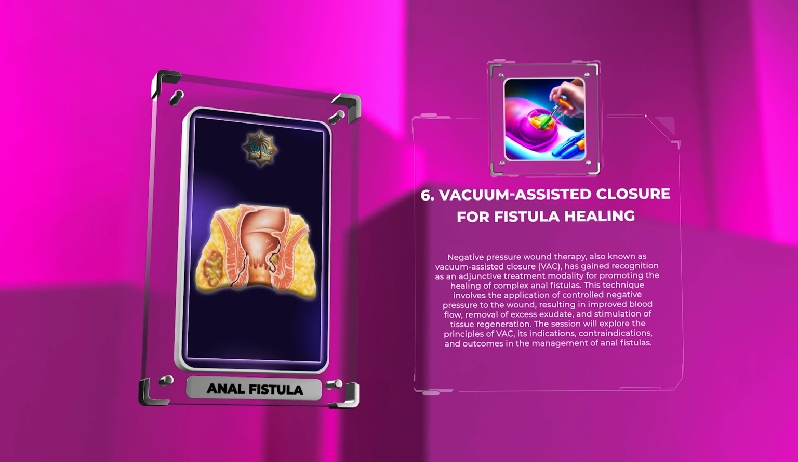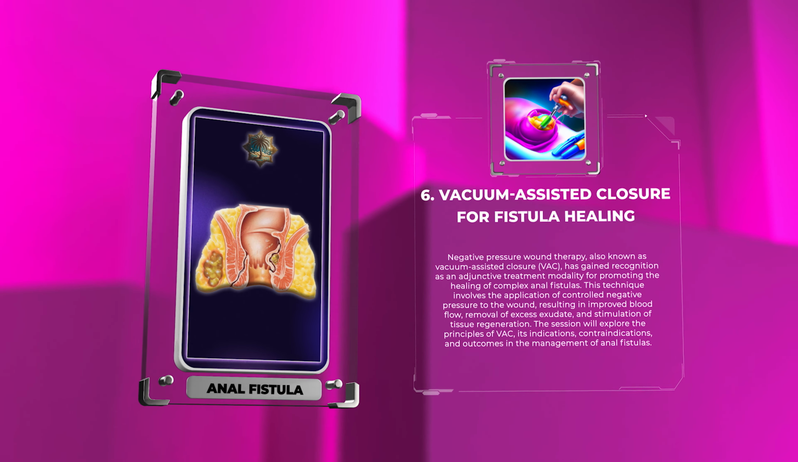The management of recurrent anal fistulas is challenging. This video will discuss strategies for addressing recurrence, including surgical options like repeat fistulotomy and the LIFT procedure, as well as optimizing medical therapy and investigating underlying causes.